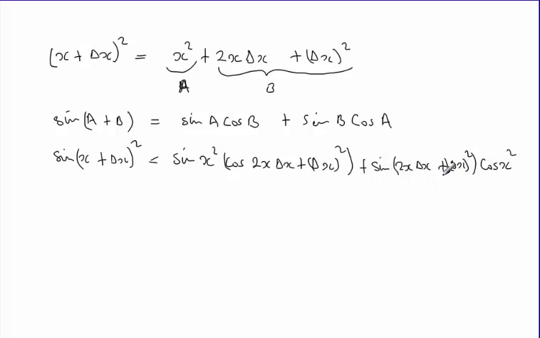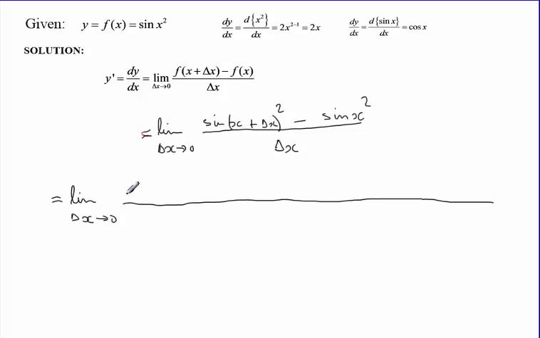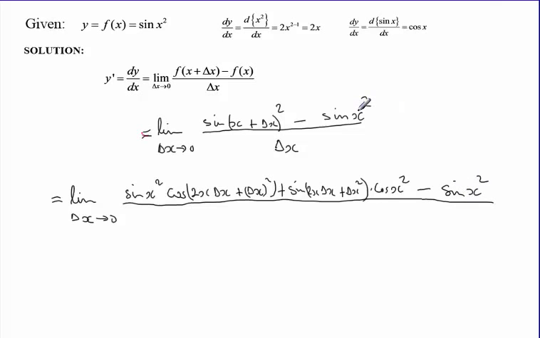Then this is what we're going to put in the numerator. It was sine x squared cosine of what? 2x delta x plus delta x all squared in brackets, plus sine of 2x delta x plus delta x all squared multiplied by cosine x squared, minus sine x squared. Notice that this minus sign is this one, eh? And then over delta x.